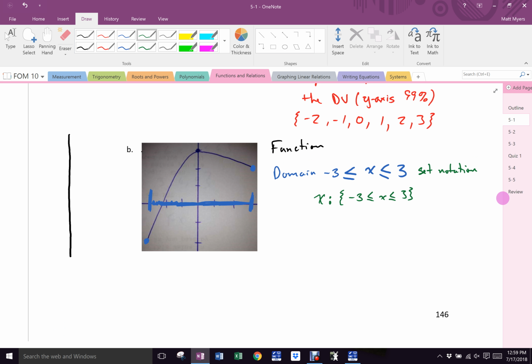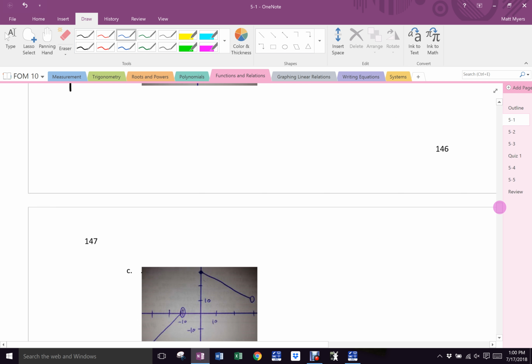We also write it another way. -3, and we put a square bracket because it hits -3. And it goes up to +3, and we hit +3, so we put a square bracket. This is called interval notation. I don't care which one you use, but you have to be able to read them both. Can everybody read both of them? The edges are just the limits. Everybody cool? All right. Go on to C.